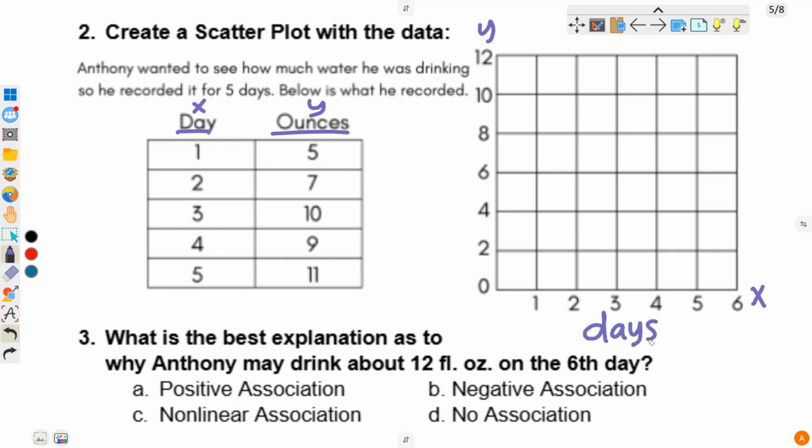And this here on the side is the ounces of water, okay? We all need to be drinking our water. I need to remember to do that too, okay? So let's see how much Anthony drank.